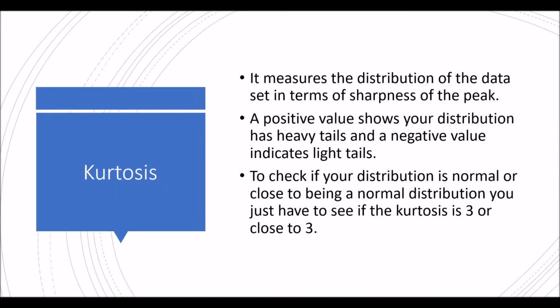Now what is kurtosis? Kurtosis is a simple measure of the distribution of the data. It is set in terms of the sharpness of the peak. A positive value shows your distribution has heavy tails and the negative indicates light tails. To check if the distribution is normal or close to being normal distribution, you just have to see if the kurtosis is 3 or close to 3.